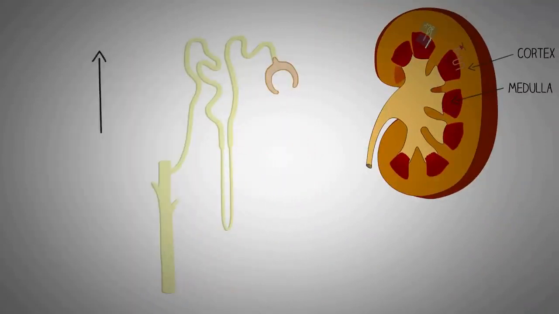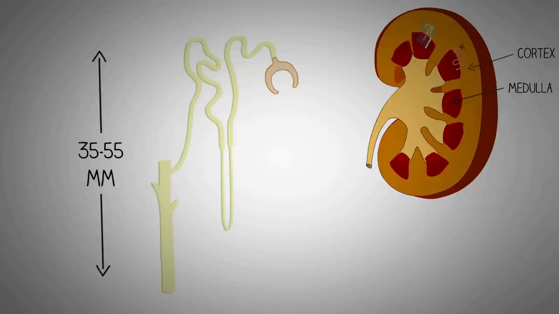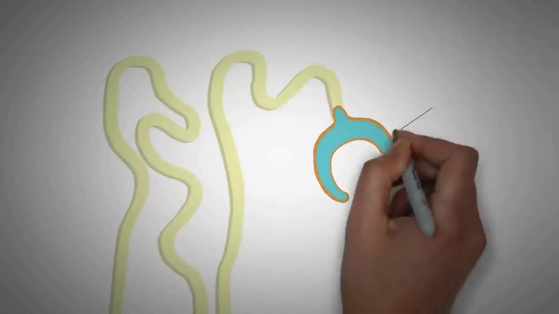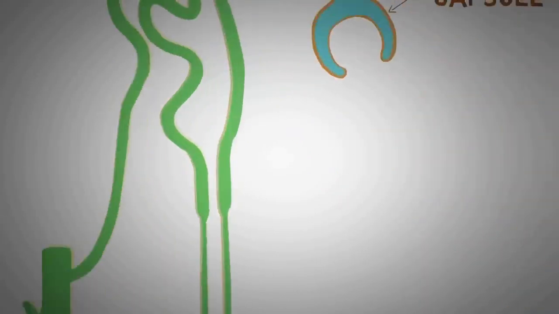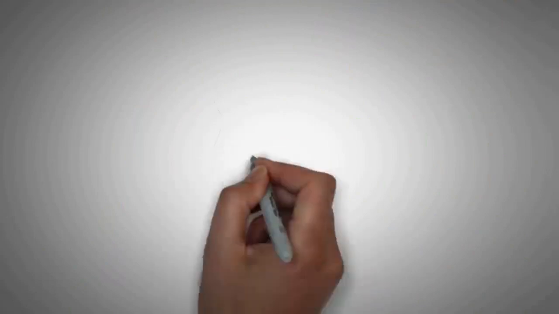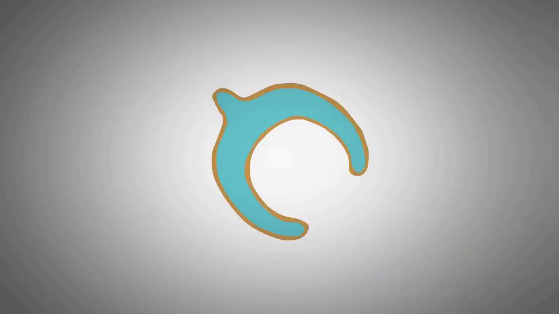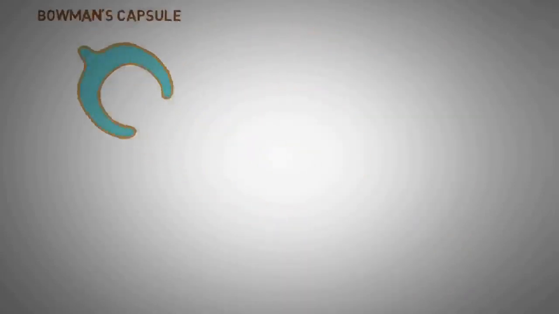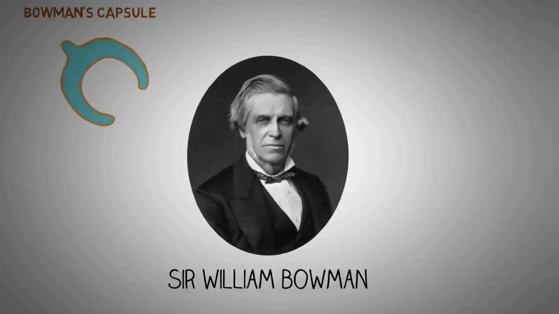So the nephron is a tube-like structure whose length varies from 35 to 55 millimeters, and the structure of nephron can be basically divided into two major portions: the Bowman's capsule and the renal tubule. At one end, the tube is closed, folded, and expanded into a cup-like structure which is known as the Bowman's capsule. Now, the Bowman's capsule was discovered by this guy, Sir William Bowman, at the age of 25.